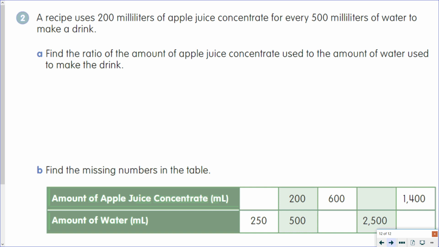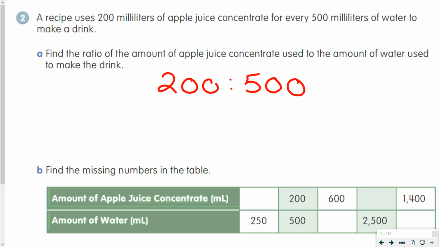Recipe uses 200 milliliters of apple juice concentrate for every 500 milliliters of water to make a drink. So we want to find the ratio of the amount of apple juice concentrate used to the amount of water used. Well, apple juice was 200, water was 500. So in this one, you could have 200 to 500, or if you did want to simplify that down to 2 to 5, that works as well.